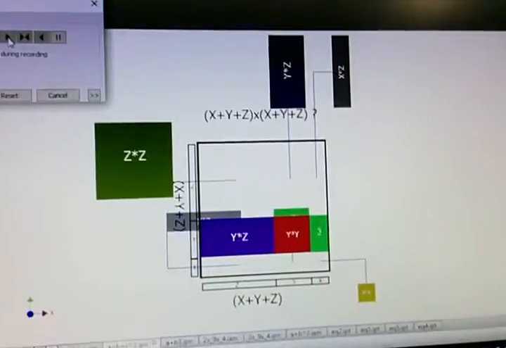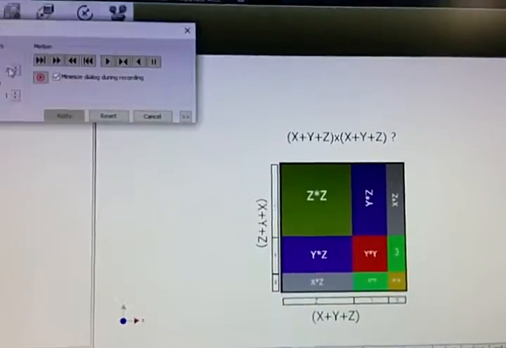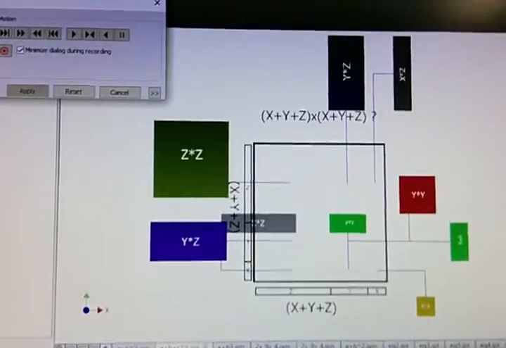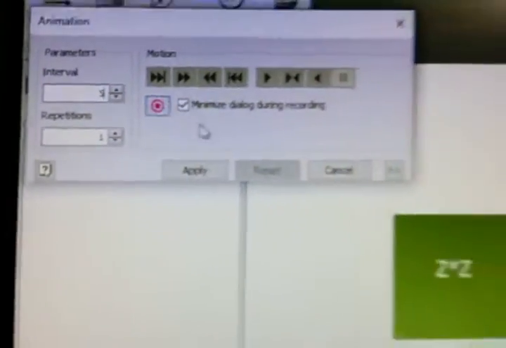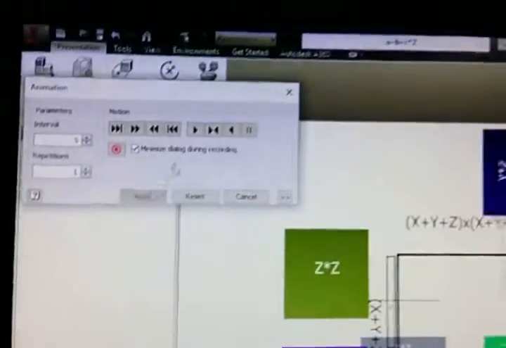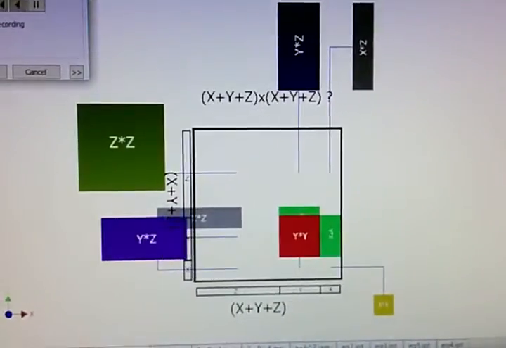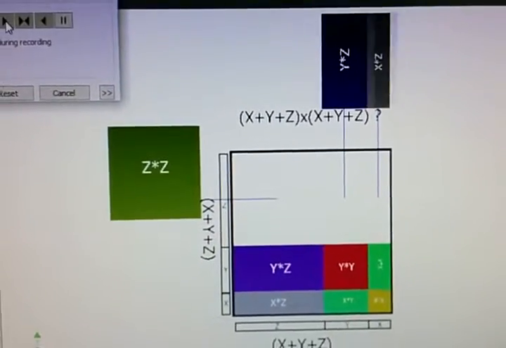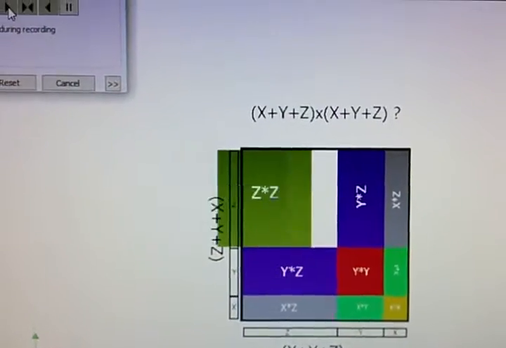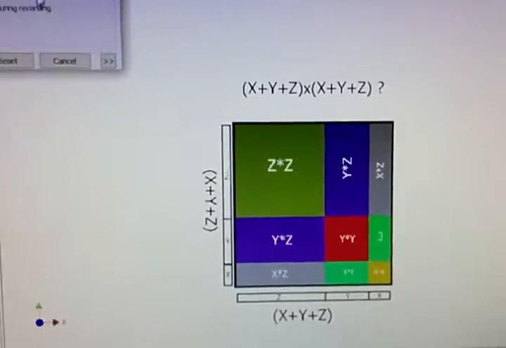Now we can see individual parts are coming, and we can also increase or decrease the speed at which the parts are coming. So now we'll apply it again and play it again. Now you see the speed has decreased. So the teacher can control the speed of the parts, so that if she requires a larger time to explain to students, or if she wants to just show them, she can decrease the speed.